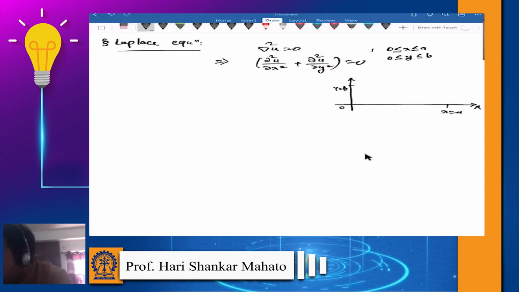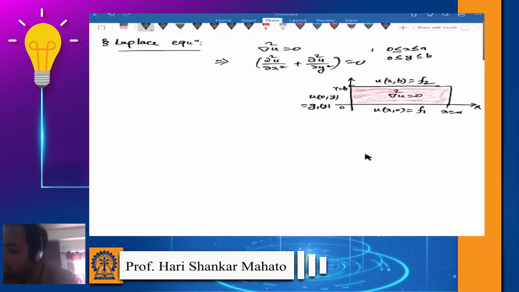Here is the region where we are considering the Laplacian of u equals 0. Now we can prescribe the boundary conditions in this fashion. At this boundary, I have u(x,0) equals f1(x). On this boundary, y equals b, so u(x,b) equals f2(x). At this boundary we have x at 0, so u(0,y) equals some g1(y). And at this boundary I have x equals a, so u(a,y) equals some g2(y).